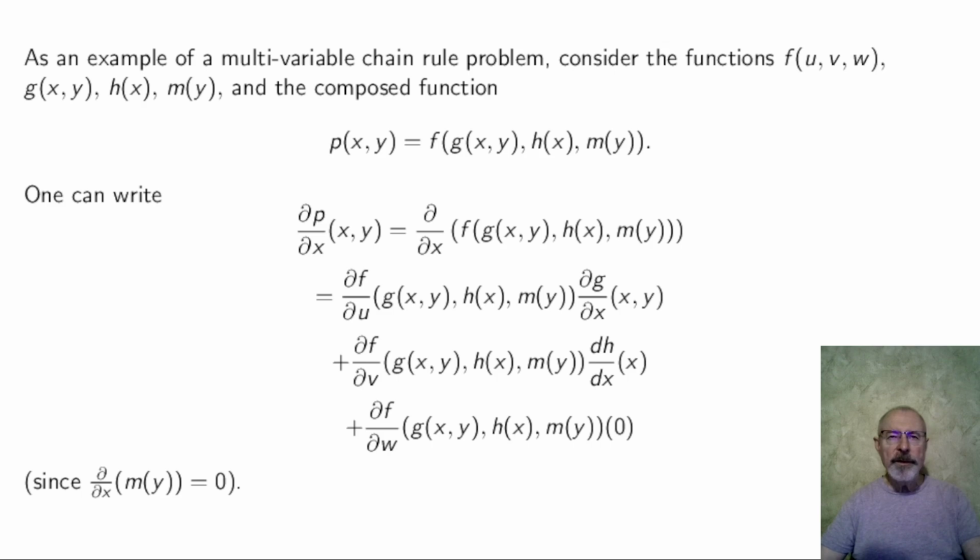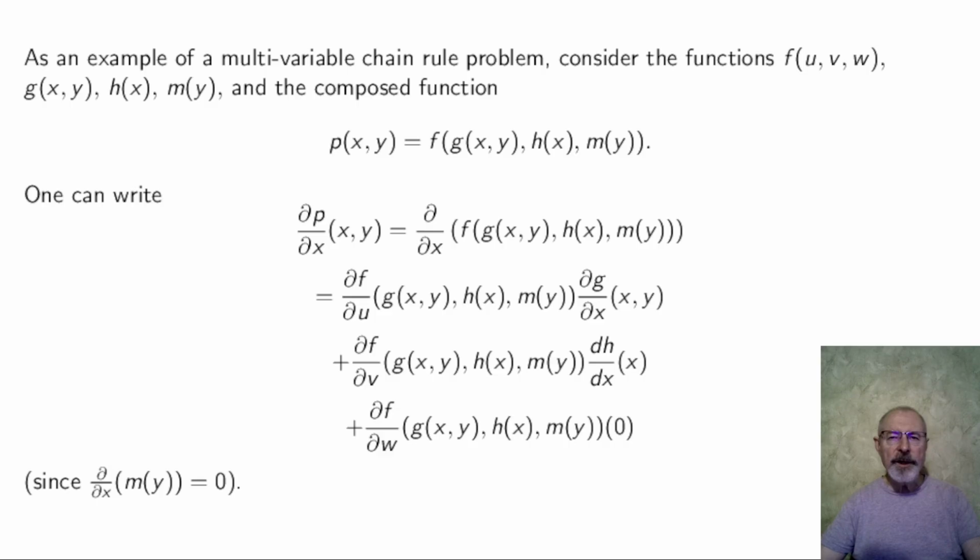As an example of a multivariable chain rule problem, consider a function f of u, v, and w, and functions g of x, y, h of x, and m of y. So suppose we compose those functions. Suppose we define p of x, y is f of g of x, y, comma, h of x, comma, m of y. The partial of p with respect to x is going to be the partial of f with respect to u times the partial of u with respect to x plus the partial of f with respect to v times the partial of v with respect to x plus the partial of f with respect to w times the partial of w with respect to x.